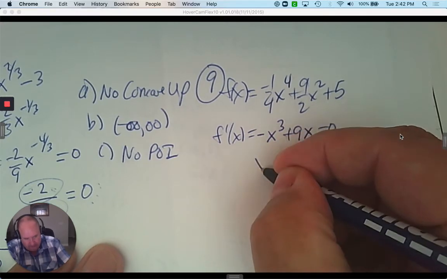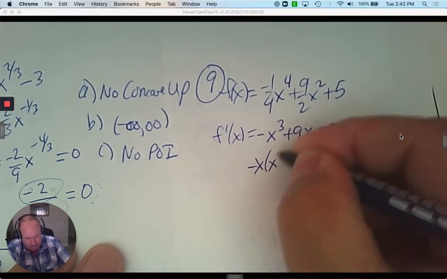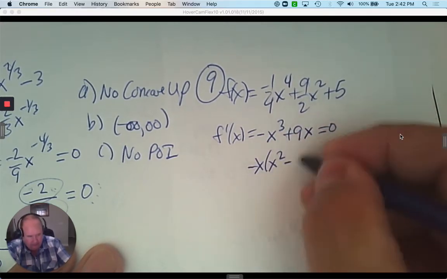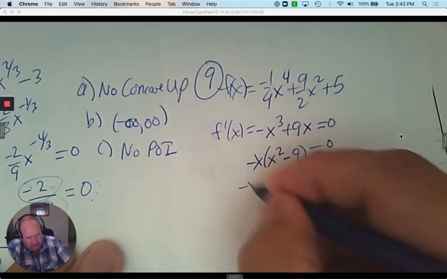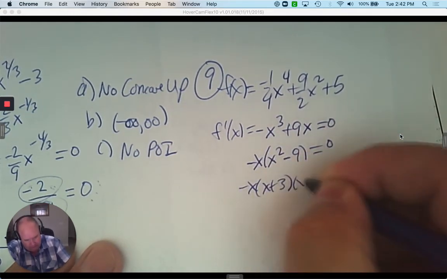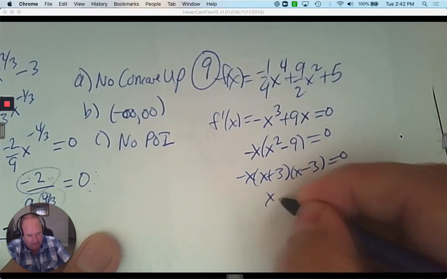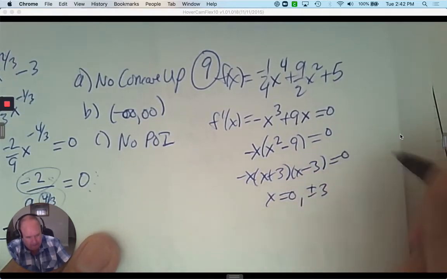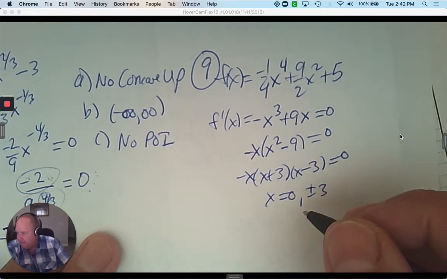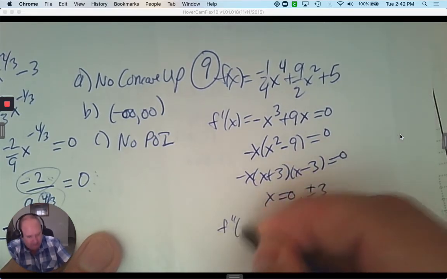So factoring out a negative x would be easier. So factor out a negative x and you get x squared minus 9. Then that's a difference of squares. So if you fully factor it out, that's what it looks like. So I get 0, positive, and negative 3. Those are my critical numbers. Then I find the second derivative.